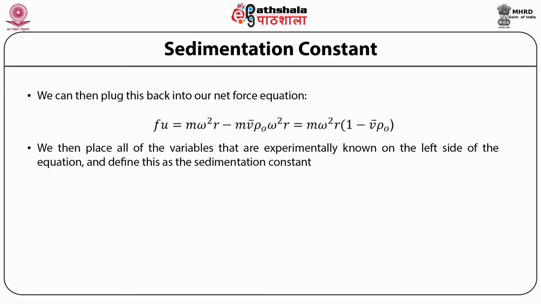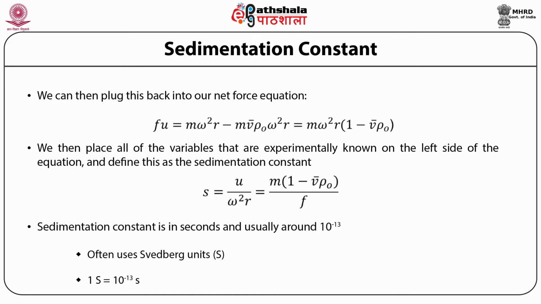We then place all the variables that are experimentally known on the left side of the equation, and we define this as the sedimentation coefficient. So the sedimentation coefficient is given as u by omega square r, and the sedimentation coefficient is in seconds and usually around 10 to the power minus 13. So 1 S equals 10 to the power minus 13, and that is also known as 1 Svedberg unit.